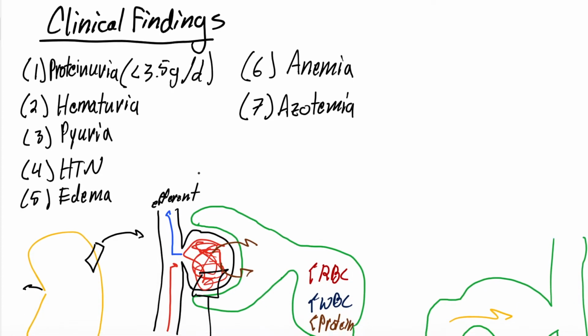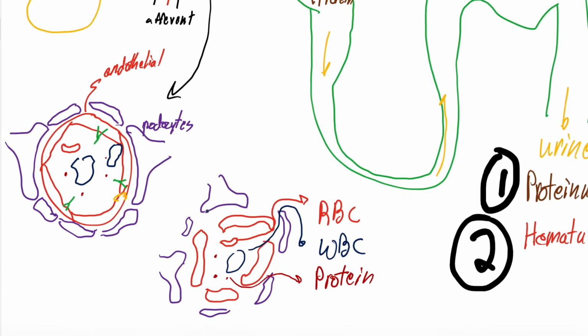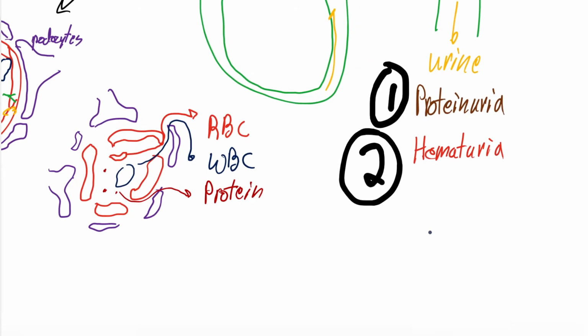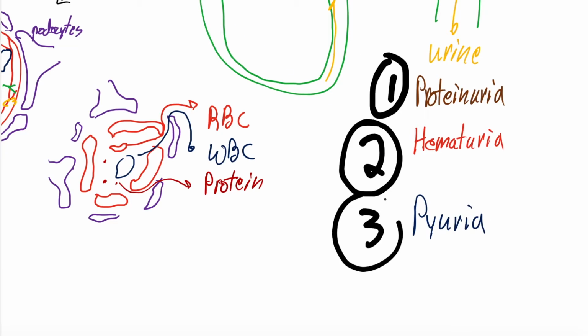Number 3 is pyuria. Well, since we had that immune response to the antibodies and complement attacking our own endothelial cells, some of those white blood cells are also going to leak out of the capillary into Bowman's capsule and be excreted into the urine. So we're going to get pyuria, which is increased white blood cells in the urine. And that is going to be number 3.